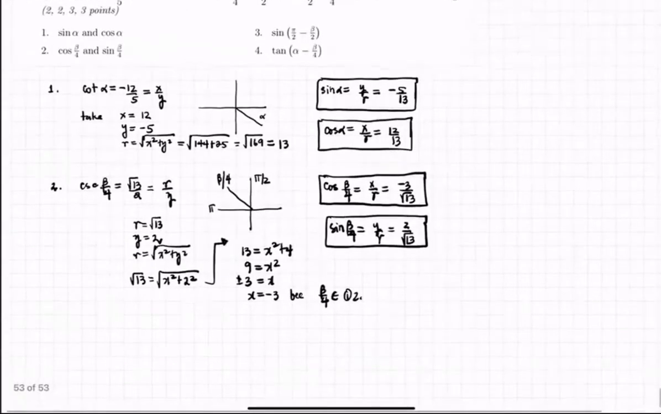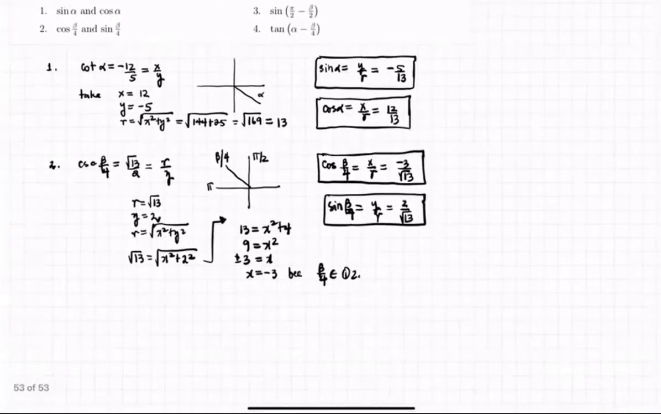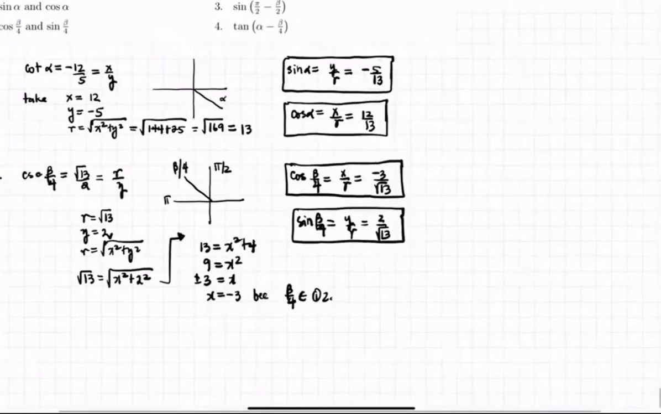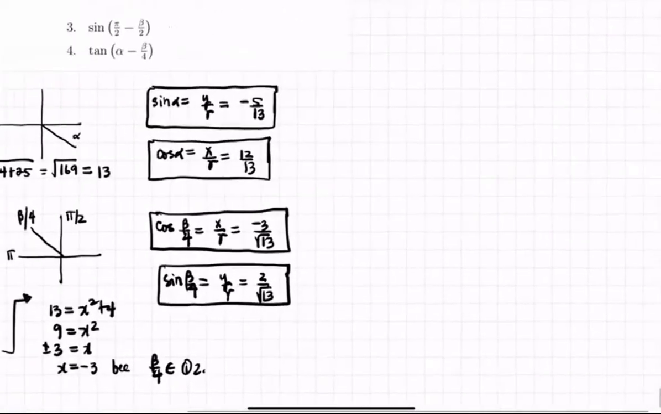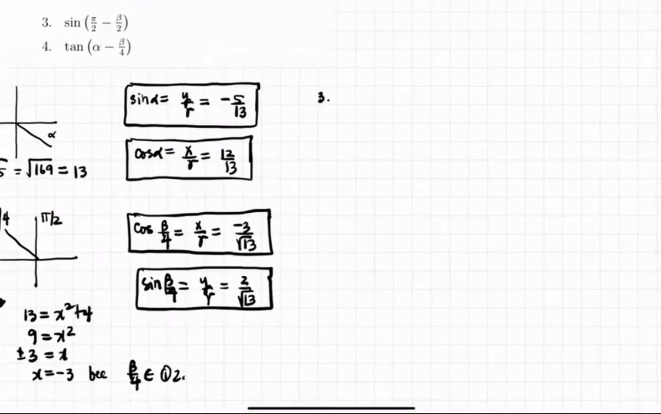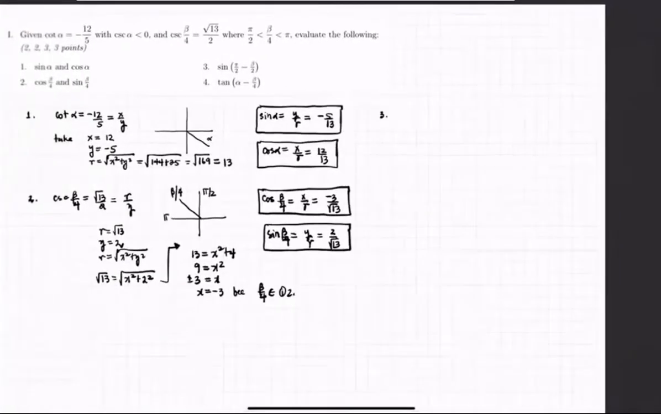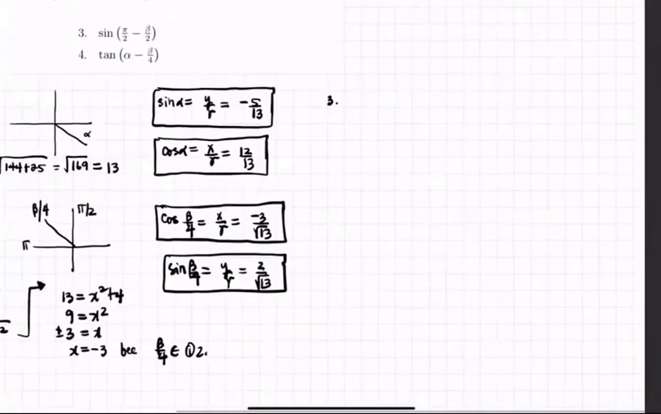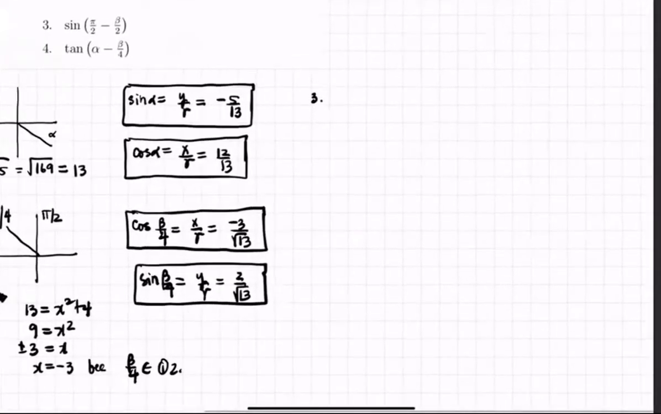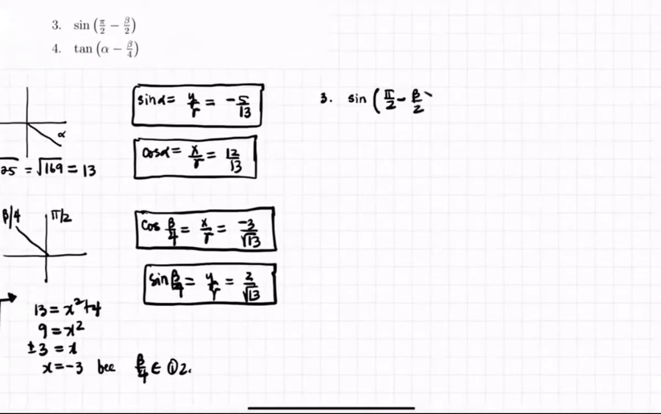Okay, nakuha ba ng first two items? Ito yung previous lesson lang natin. Okay? So, punta tayo sa number 3. Actually, madali lang yung 3. Yung preparation sa 3 yung medyo mahirap. So, number 3, you want to find sine pi over 2 minus beta over 2.